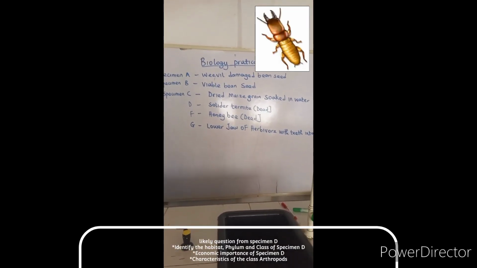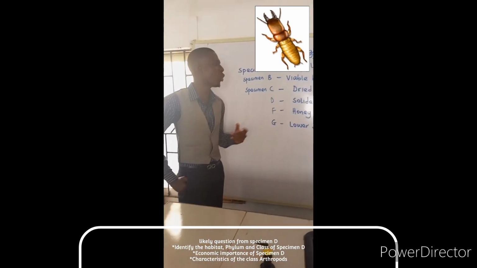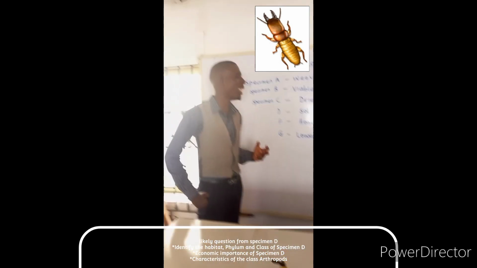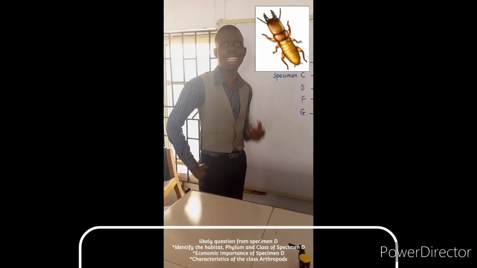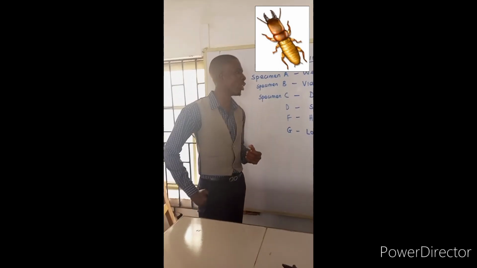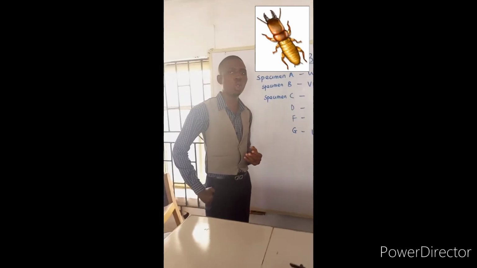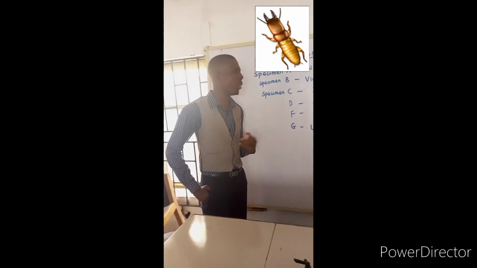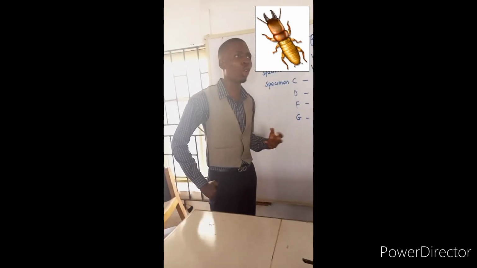I'll be moving to the next specimen, specimen D, soldier termite. Now, termite is an example of a social insect. Social insects are those insects that undergo division of labor. They perform duties, which is known as division of labor.